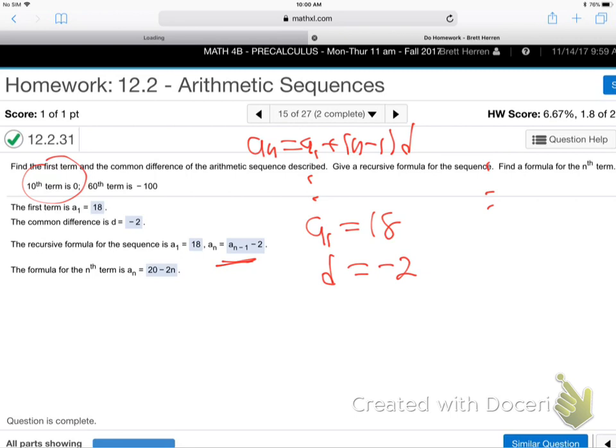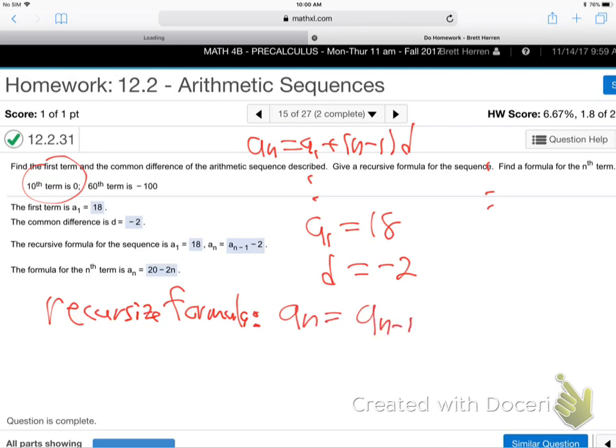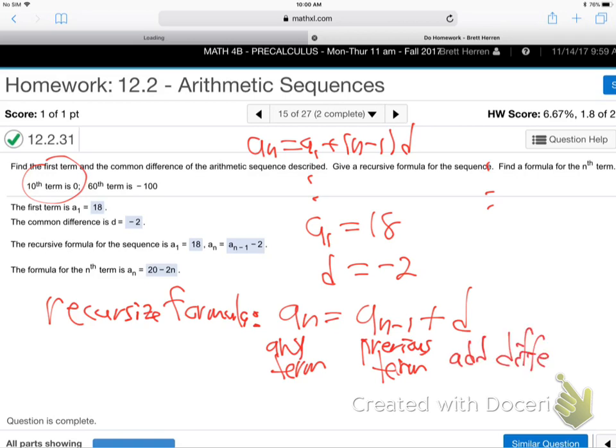So then, what's the recursive formula? So a recursive formula always is of this format. an is an minus 1 plus d. That's any term is previous term, add the difference. Does that make sense what I'm saying there? That's a recursive formula. Any term is the previous term, right? It recurs. It has to do with what happened last time. It has to do with the previous term.